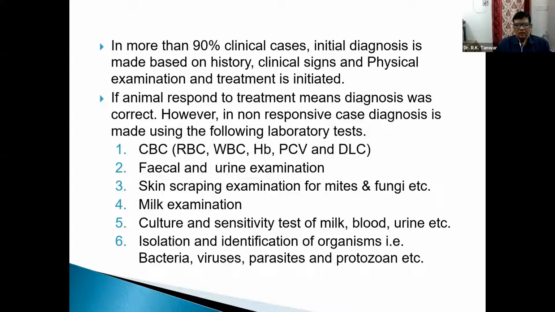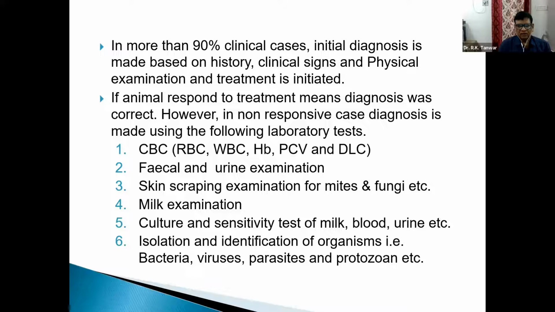In more than 90% of clinical cases, the initial diagnosis is made based on history, clinical signs, and physical examination, and we start the treatment. If the animal responds to treatment, it means our diagnosis, made by the field vet, was correct. However, in non-responsive cases, diagnosis is made using the following laboratory tests. These are some common tests. It is not possible for a field vet to carry out all these tests, but some tests he can carry out.